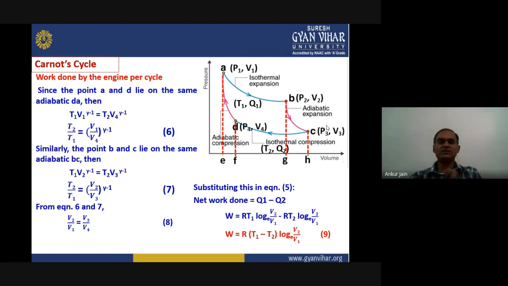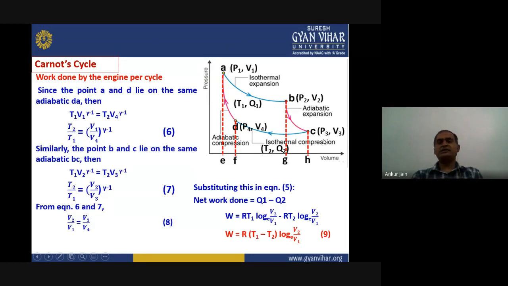And for an adiabatic process, we know that T V to the power gamma minus 1 is equal to constant. So for this one, we can write T1 V1 to the power gamma minus 1 equals T2 V4 to the power gamma minus 1, because here the temperature was T2 but the volume was V4. If we rearrange this, we will get T2 upon T1 equals V1 upon V4 to the power gamma minus 1. Let us assume this as equation 6. This is for the curve AD.